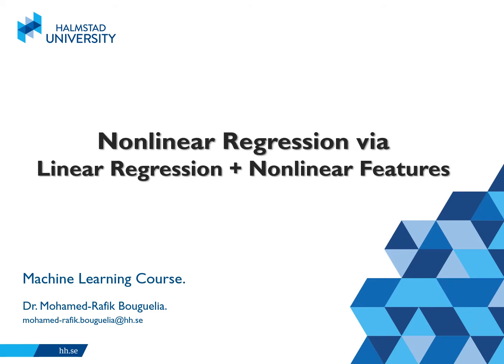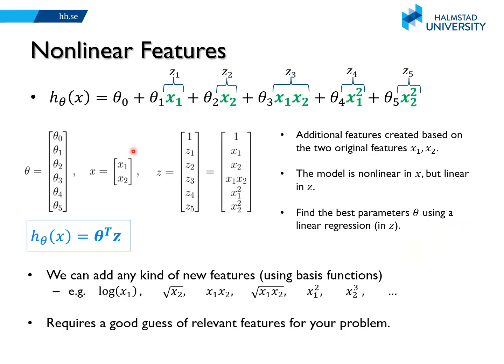Let's now see how you can fit a nonlinear regression model to your data just by creating nonlinear features and using what you studied previously in linear regression. Suppose that our original data is two-dimensional. It is described by two features, x1 and x2. And suppose that you want to fit a nonlinear model to your data, for example, a polynomial of degree 2. So you have this hypothesis function, theta 0 plus theta 1 x1 plus theta 2 x2 plus theta 3 x1 x2 plus theta 4 x1 squared plus theta 5 x2 squared.